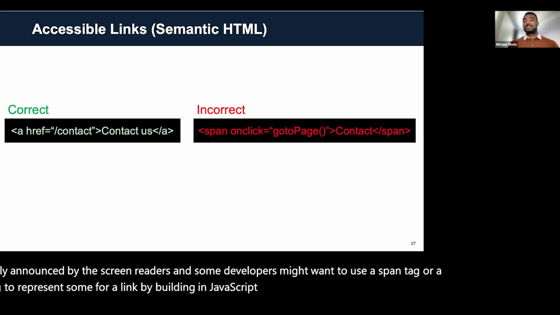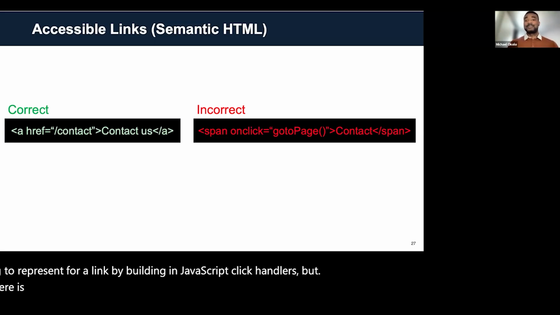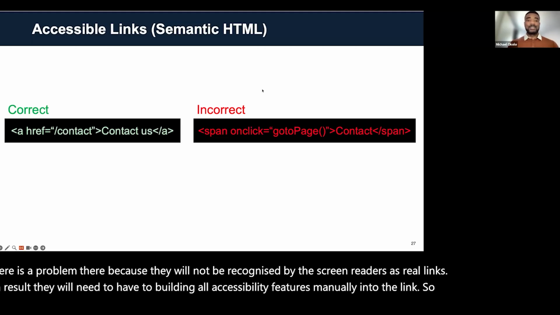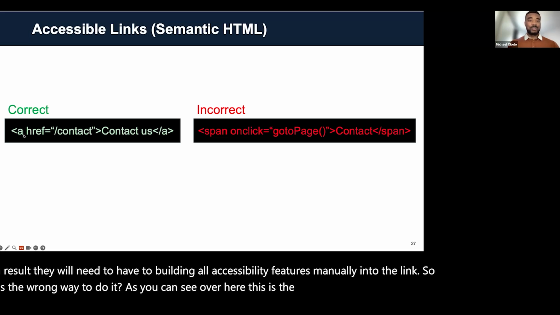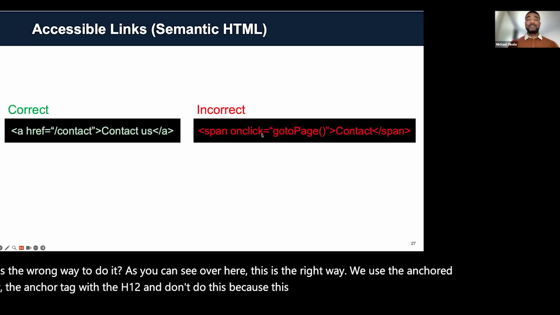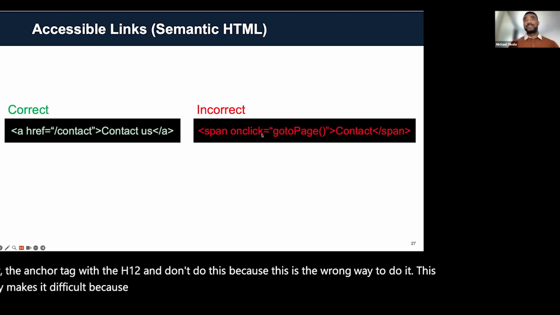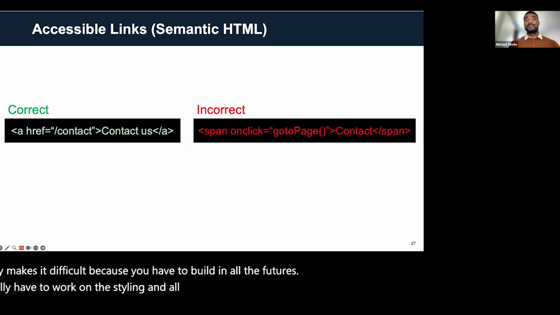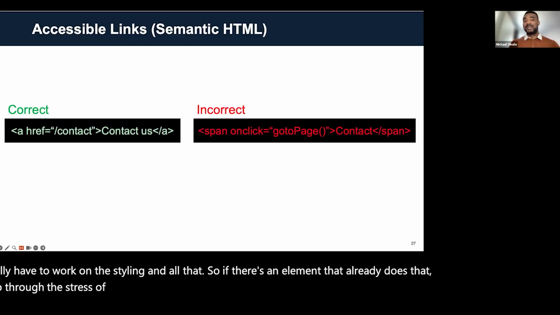But there's a problem there because they will not be recognized by the screen readers as real links. So as a result, they will have to build in all accessibility features manually into the link, which is the wrong way to do it. As you can see over here, this is the right way. You use the anchor tag with the href, and don't do this because this is the wrong way to do it. This actually makes it difficult because you have to build in all the features manually, and work on the styling and all that. So if there's an element that already does that, why go through the stress of having to build in all those features manually yourself?